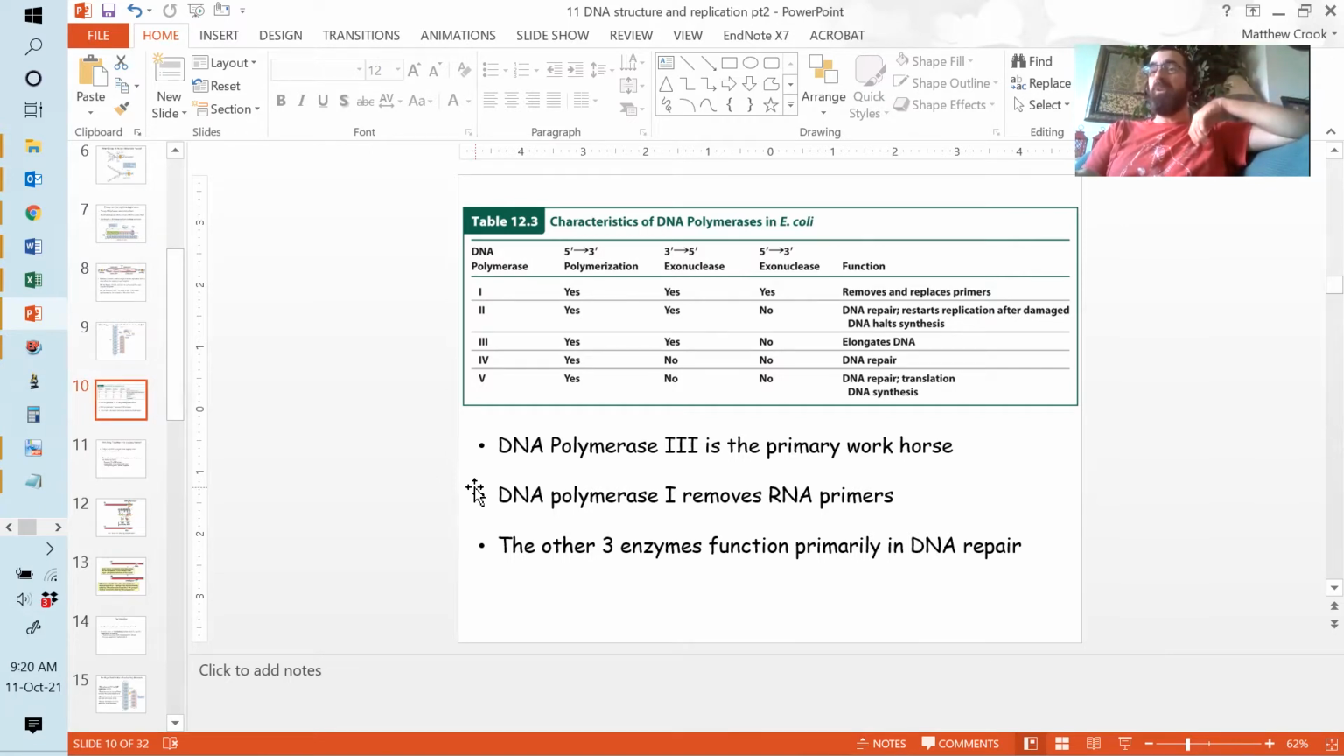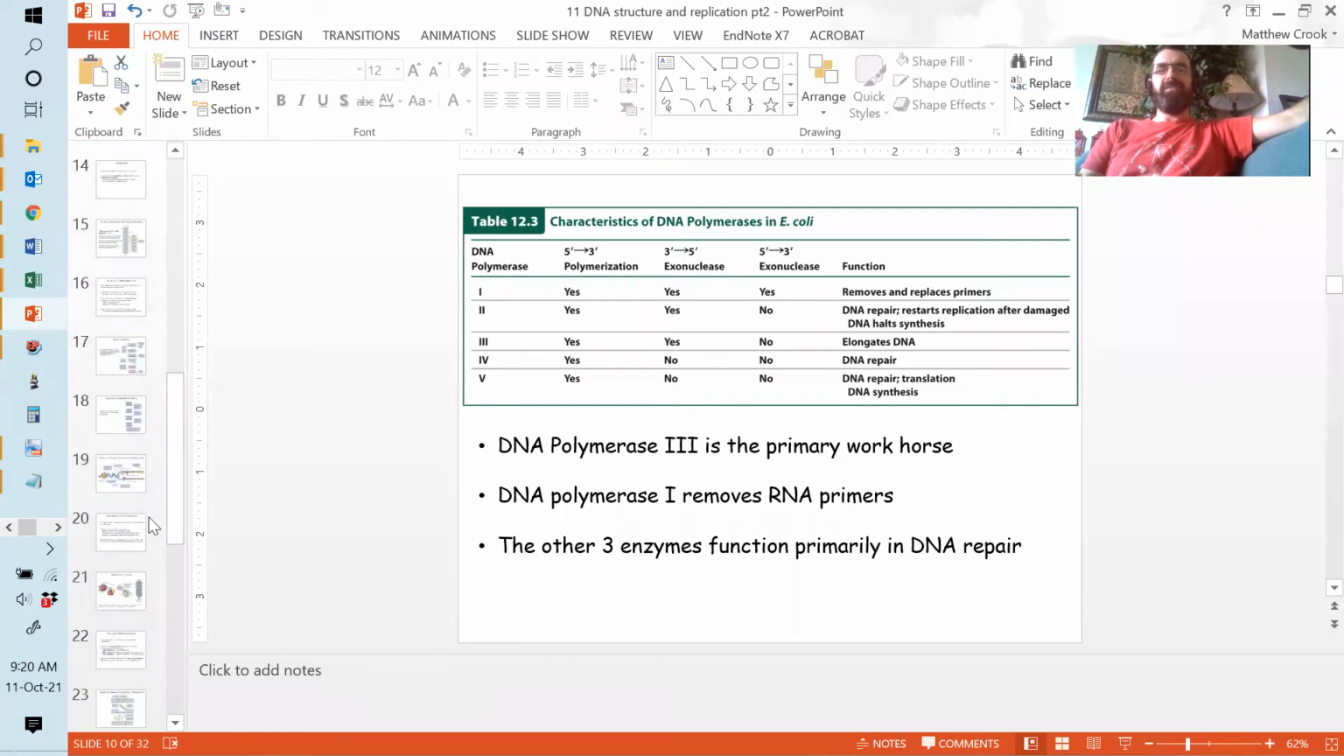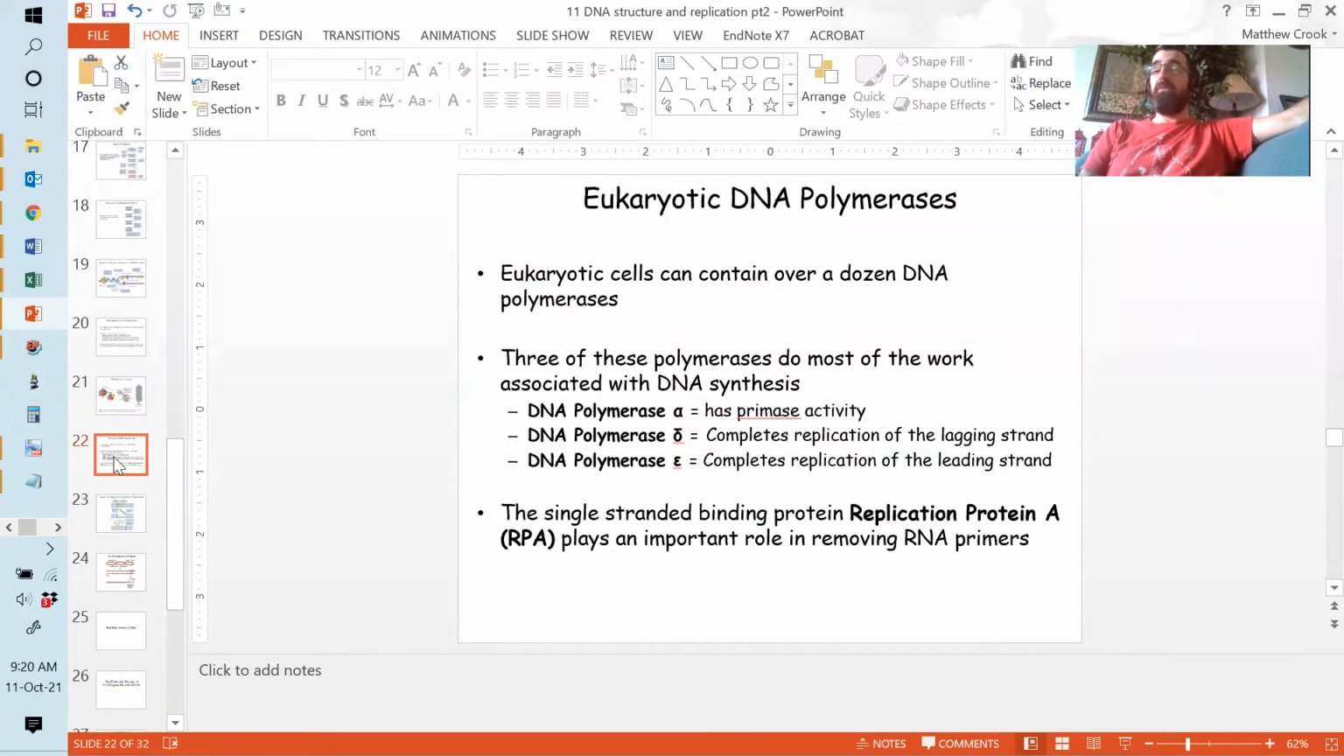We have one DNA polymerase which is like the main workhorse. That's DNA polymerase 3. We have one which does just primer removal and gap filling, and then a few others that do DNA repair. In eukaryotes, they have lots and lots of DNA polymerases. The key difference here is that we have a starter DNA polymerase and a different DNA polymerase for the leading and the lagging strand.